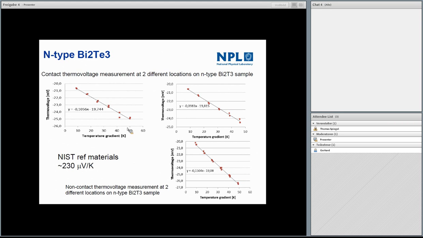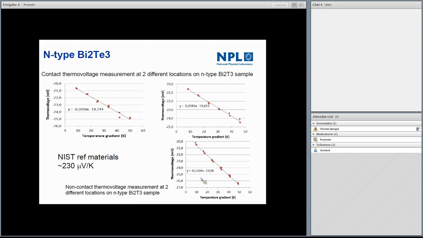microvolt per Kelvin, which is less than half of the certified value by NIST, which by itself is not a big issue, because we certainly have overestimated the temperature gradient, there is heat loss. We have certainly not taken into account that the tip will heat as it gets into contact. And we can demonstrate this, for example, on this graph here on the bottom right, you have a non-contact measurement, and there the Seebeck is minus 150.